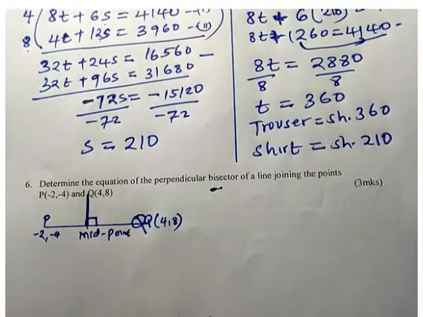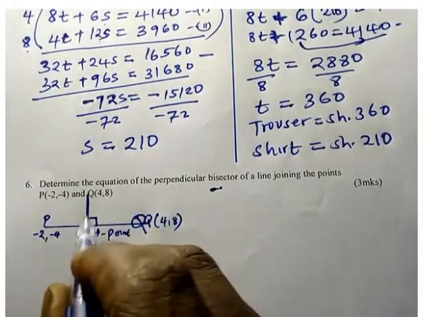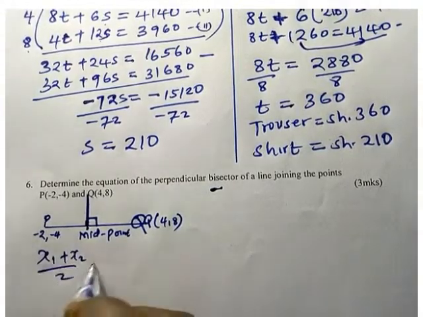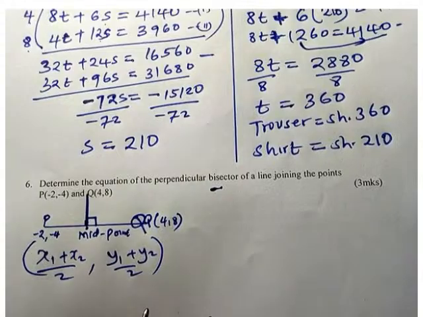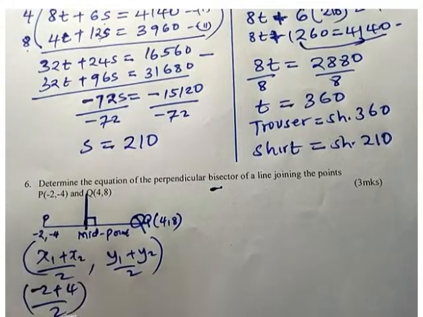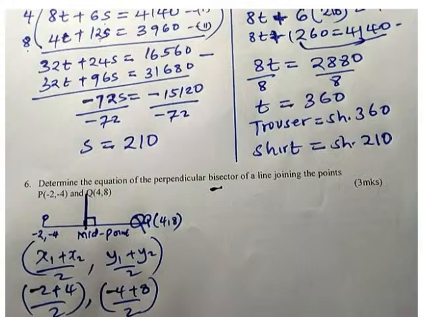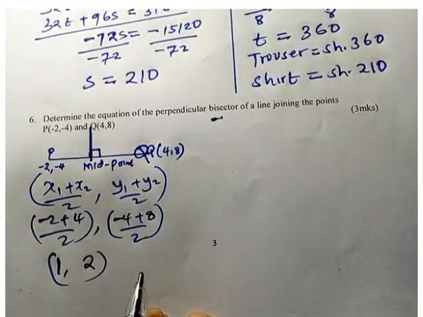So what you do is use these 2 points to get the point at the center where the perpendicular line cuts. To do that, you calculate x1 plus x2 divided by 2, y1 plus y2 divided by 2. This will give you the midpoint. So x is negative 2 plus 4 divided by 2, comma, and then y is negative 4 plus 8 divided by 2. This finally gives us the midpoint as 1, 2. So this is the midpoint, 1, 2.